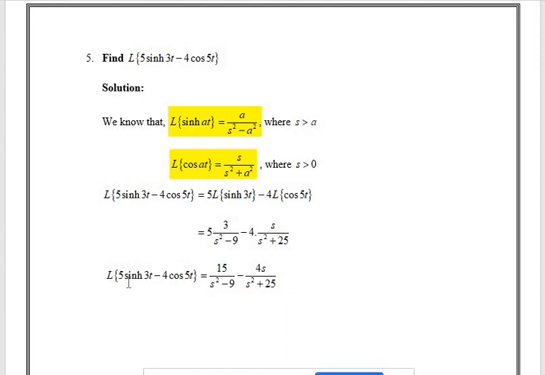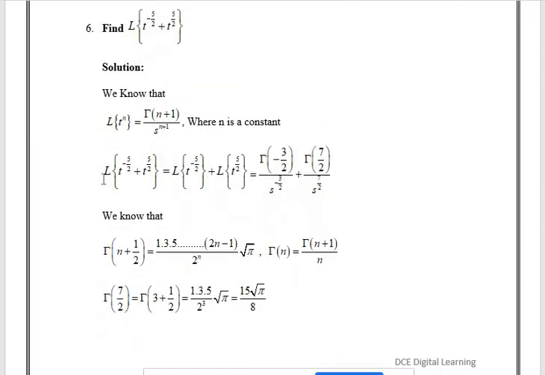Laplace transformation of 5 sinh 3t minus 4 cos 5t is equal to 15 by s square minus 9 minus 4s by s square plus 25. This is the required result.